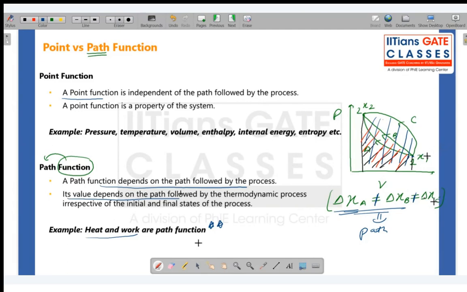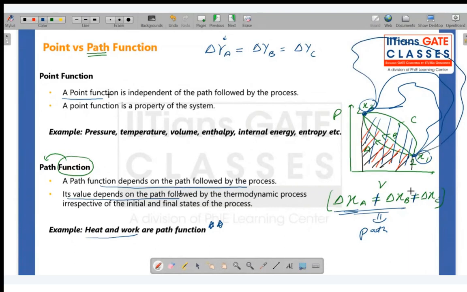Whatever path I am taking, as long as my first state and second state are fixed, whether path A, B, C, or any path, I am starting from here and reaching here. As long as my initial and final state are the same, the value of a point function, let me say y, is fixed. So y is a point function. The change in y for path A will be equal to the change in y for path B. Whatever path you take, C, D, or E, as long as my 1 and 2 are the same, the change in the point function will remain the same. It does not matter.